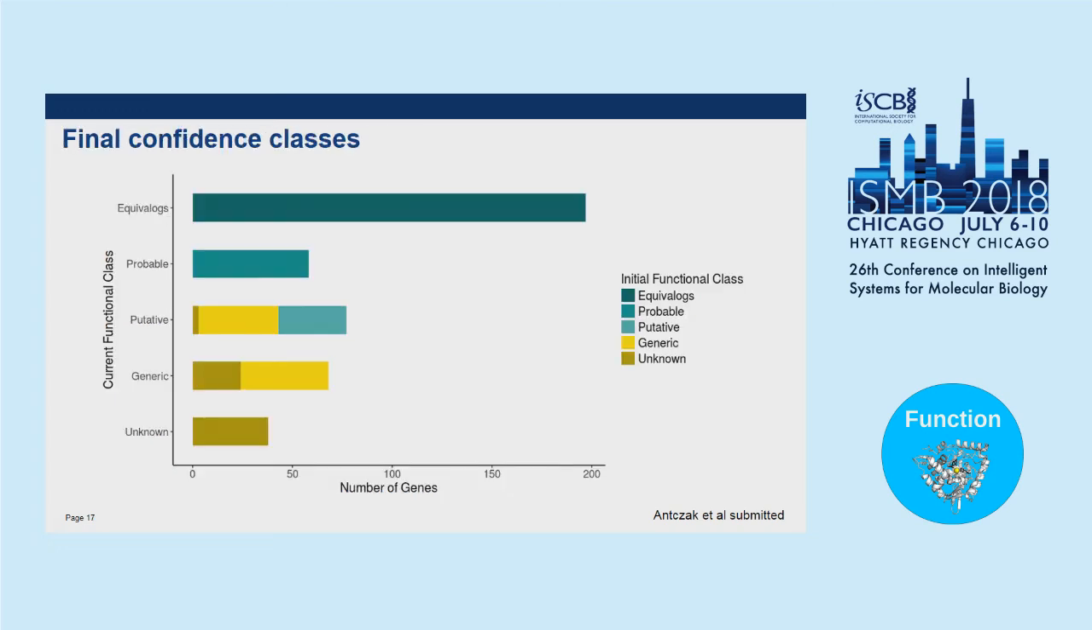We were also able to move some of the proteins to higher confidence classes. Here the colors represent initial functional classes and the bars current functional classes. So 24 of the initial unknown proteins were moved to generic and 3 to putative categories. And 40 generic proteins were moved to putative categories. We weren't able to increase confidence beyond the putative category.